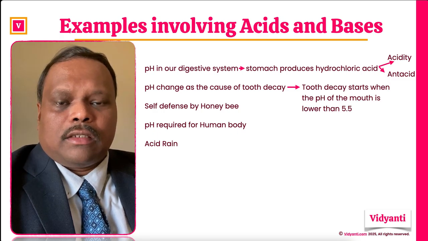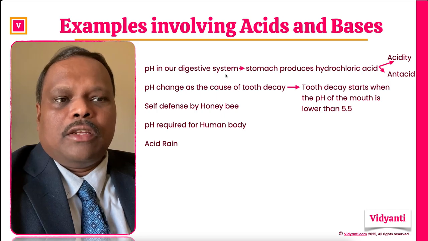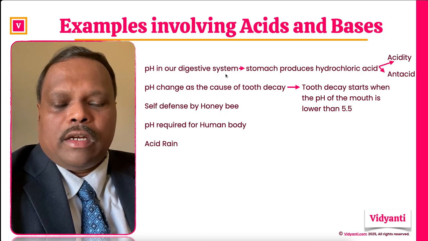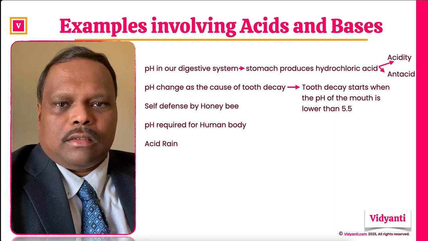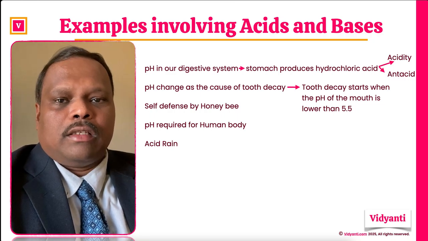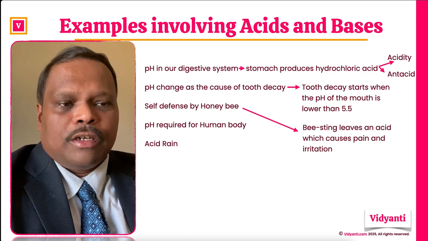Some animals, insects, or birds can use this. Say, for example, a honeybee. When it stings us, it actually releases some sort of acid, and that causes irritation and pain, and that's the reason we stay away from bees. This is like a self-defense mechanism, so this is quite commonly observed in nature.